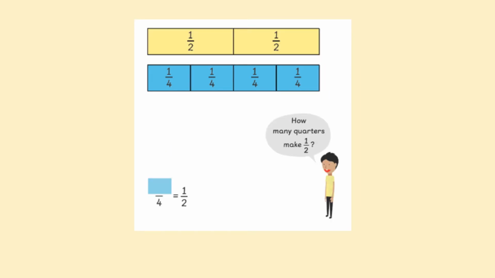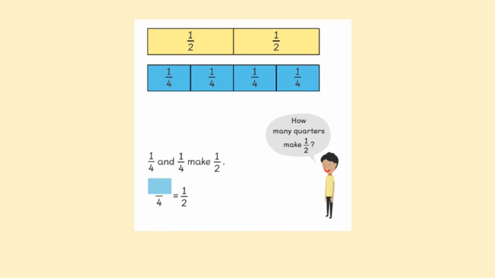Again, we can use these bar models to help us compare different types of fractions, fractions with different denominators from different families. This is where it gets really interesting. So for example, Ravi's asking, how many quarters make 1/2? If we have 2 bar models, we've got one yellow bar to represent the halves and one blue bar to represent the quarters. Can you see how many quarters are the same as 1/2?